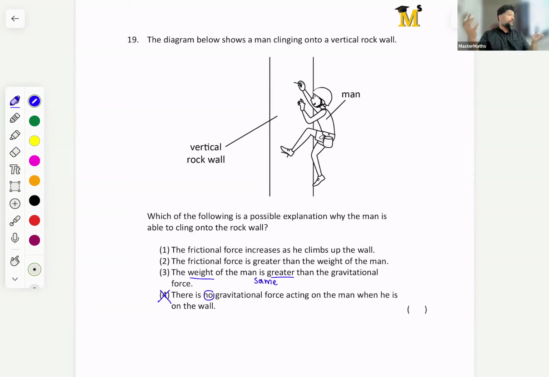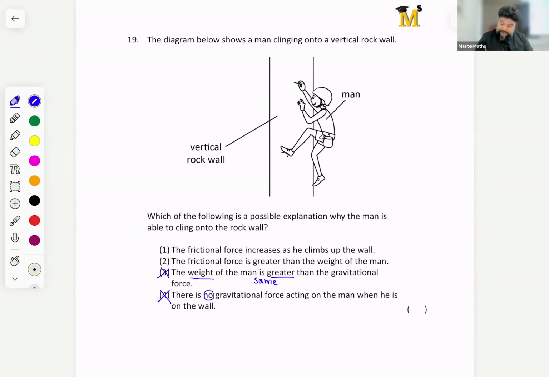You have weight because of gravity. What is weight? The force of gravity acting on an object. Okay? So it's obviously not number 3. Number 3 doesn't make any sense. Because why? Weight and gravity is the same, right? It's the same way of saying it. The weight is equal to the gravitational force acting on it.